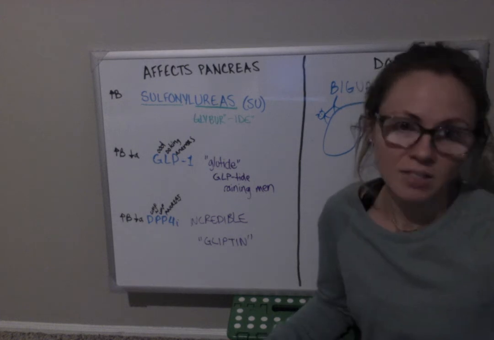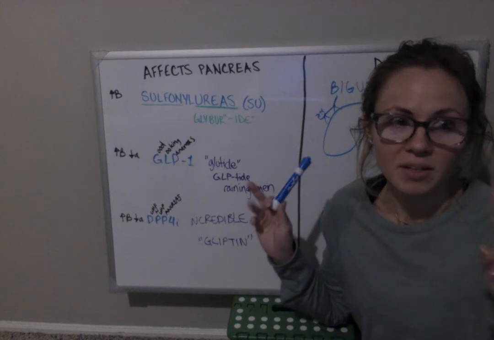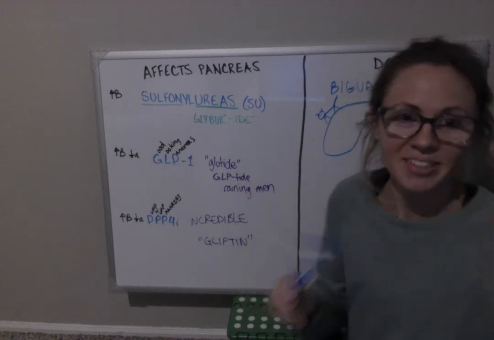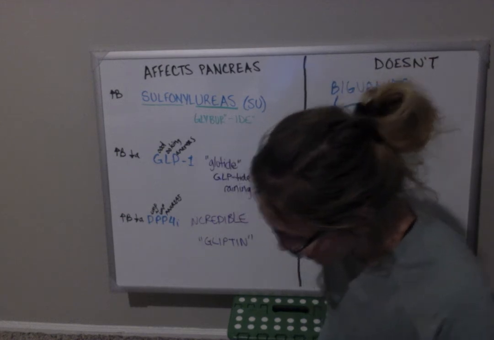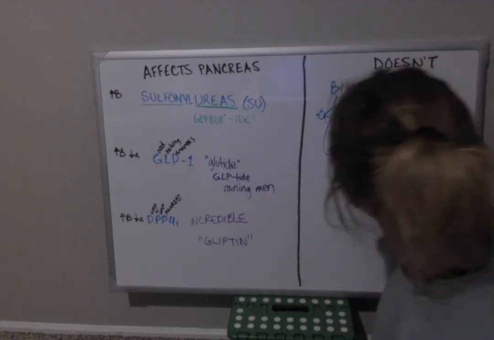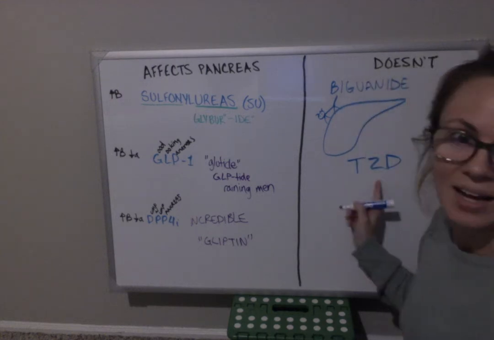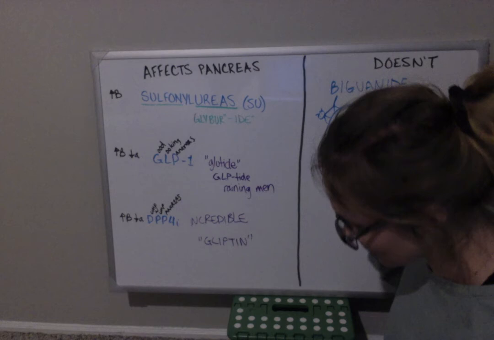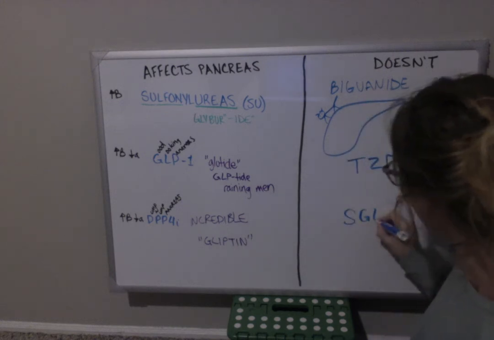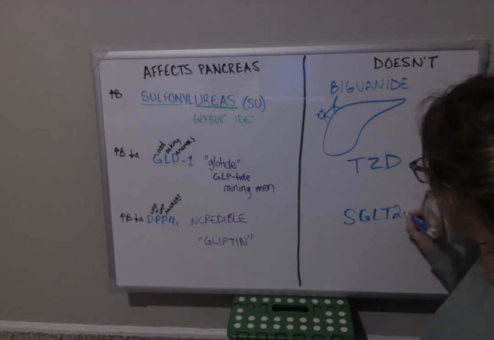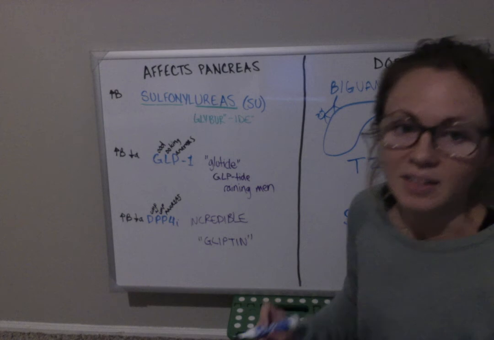First line treatment obviously is going to be diet and lifestyle modification, and then metformin is going to be second line or first line pharmacotherapy. And the next one is TZDs, thiazolidinediones or something like that. And the last one is SGLT2 inhibitors. I know it's very long, and we'll talk about that later.